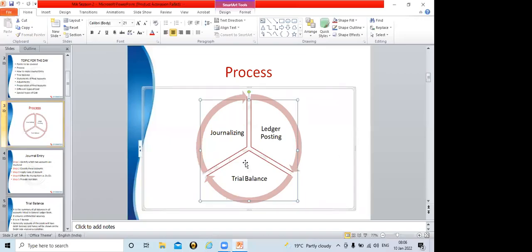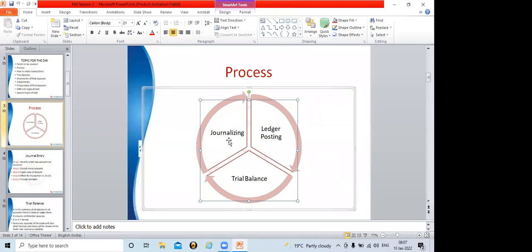We started with the accounting equation. Now we are at the end part of unit number 1, that is journal, ledger and trial balance. Basically for accounting, this is the process. When we go for preparation of final accounts, the accounts department will have to go through this process.